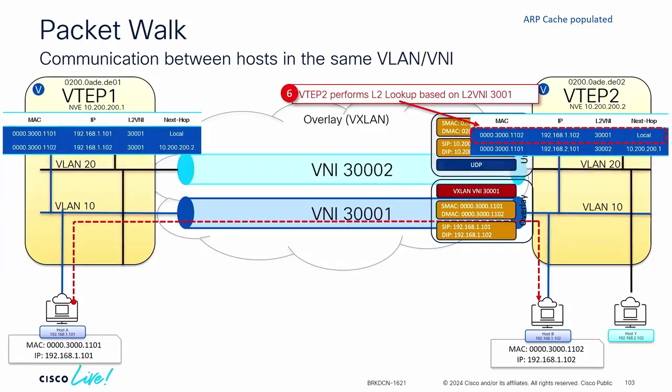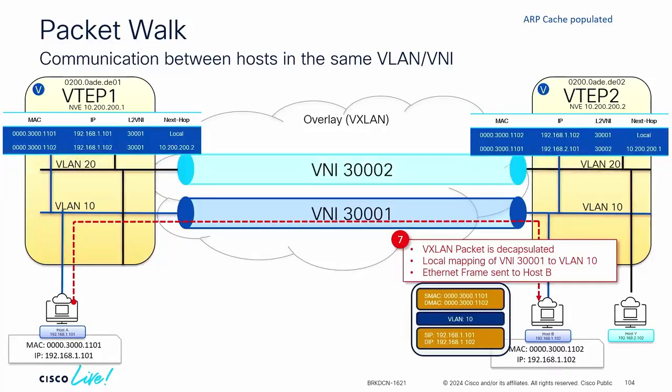And so the VTEP2 performs a layer 2 lookup based on that layer 2 VNI 3001. And based on that information, it has the MAC address, the IP address, the L2 VNI, and its next hop. And then the VXLAN packet is de-encapsulated. And then, because of that local mapping in its table of that VNI to the VLAN, it's going to go ahead and ship that out as an Ethernet frame back to this host.